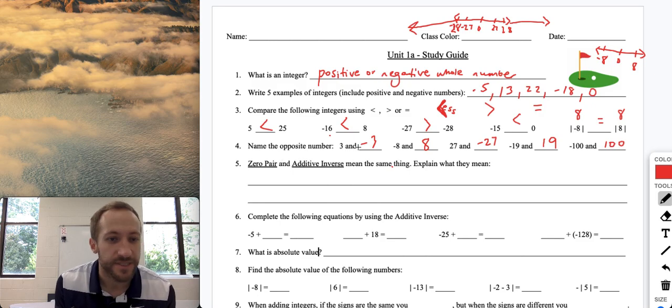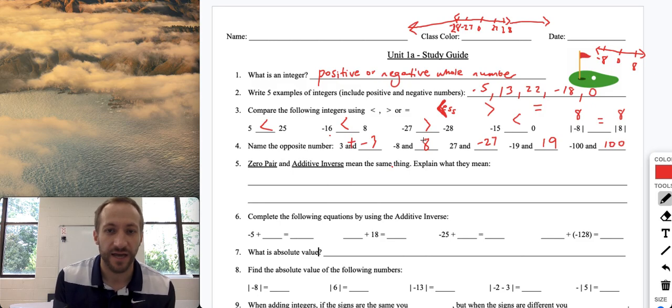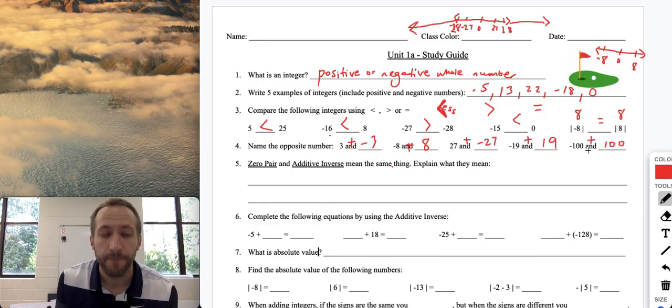Because all these opposites we just named, when we add every single one of them, 3 and negative 3, negative 8 and 8, 27 plus negative 27, negative 19 plus 19, negative 100 plus 100, when we add them up, they all give us 0. So that's zero pair and additive inverse. Adding two opposite numbers gives you 0. Let's look at the next one.